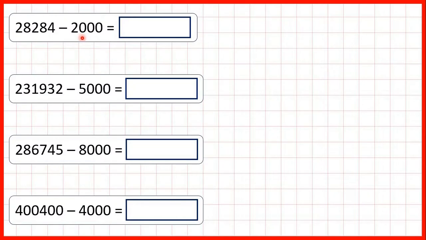Now we need to subtract a multiple of 1,000, so a number that ends in 3 zeros. First, we have 28,284 minus 2,000. If we highlight our thousands digits, we have 8 thousands and we're subtracting 2 thousands. So in our answer, we will have 6 thousands and all of our other digits will stay the same. So our answer is 26,284.